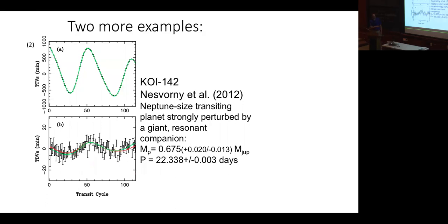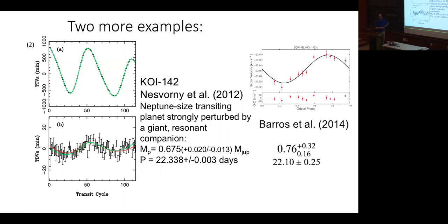And they also checked the transit duration variations. So this was a very highly precise planet mass detection, 0.67 plus or minus 0.02. And it was found to be the case by Barros et al. They have a radial velocity data set that matches it. So here's the mass that they derived in the orbital period.